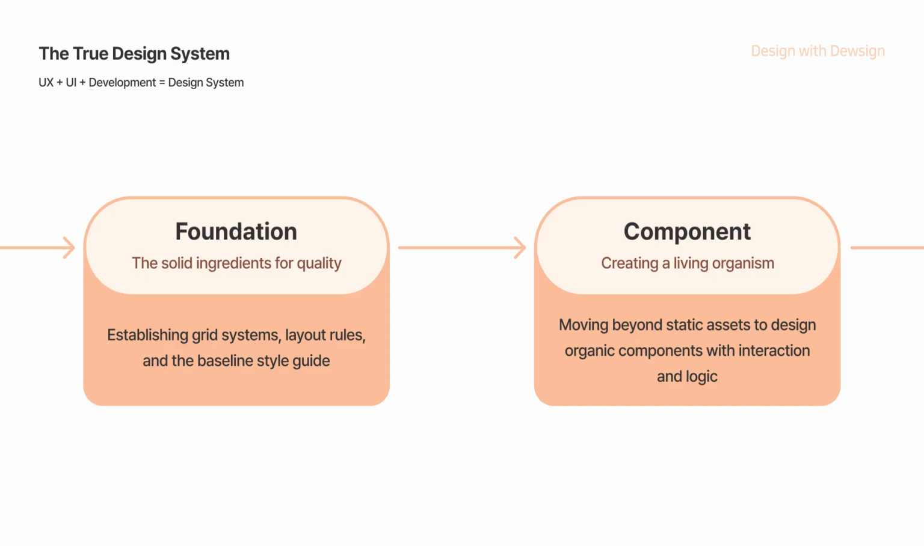The next stage is the foundation. This is the time to prepare the solid ingredients that will determine the quality of the system. In this stage, you will meticulously build the grid system, layout rules, and the most basic units of style. Once these ingredients are ready, it is finally time to create the component. I like to call this creating a living organism. This is a very important stage where you are not just making pretty assets, but designing organic parts that include interactions and logic.